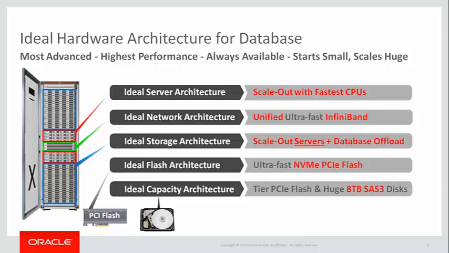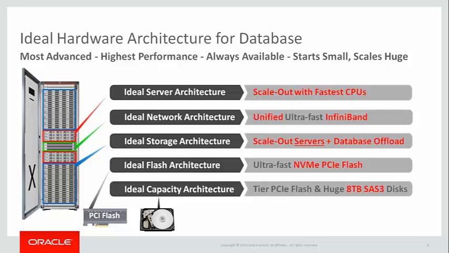It's very, very important for cloud deployments. Exadata has ideal server architecture because it uses scale-out compute with the fastest CPUs in the market. It has ideal network architecture because it uses unified ultra-fast InfiniBand. It also has an ideal storage architecture because it uses scale-out servers, and it does not use scale-out storage arrays, but it uses servers that allow us to input intelligence into it and continue to add more and more features year after year. Exadata also includes ideal flash architecture.